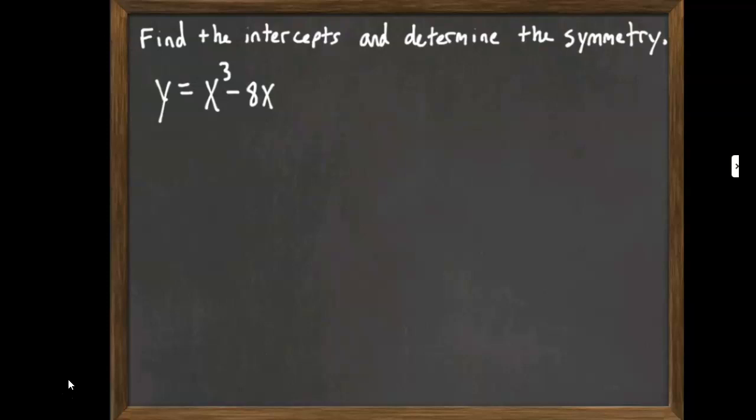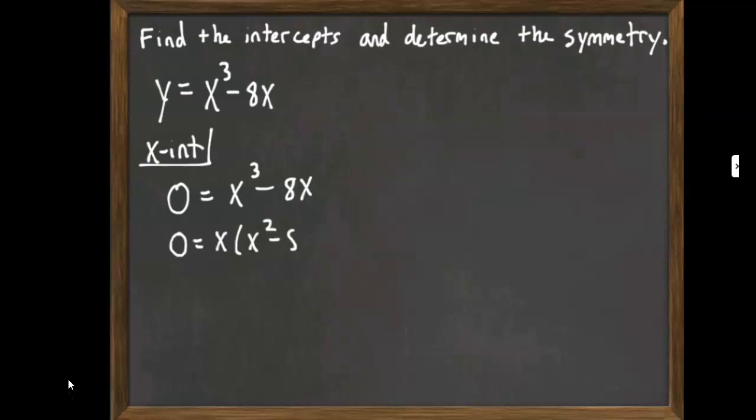So I'm going to set about first finding my x-intercepts. Remember, to find intercepts, we put 0 in for the other variable and then solve. So for the x-intercept, I'm going to put 0 in for y, and then I need to solve this equation for x. Looking at that, I have x cubed minus 8x, so I realize that I can pull out an x, and that would leave me with x times x squared minus 8, all that equal to 0.